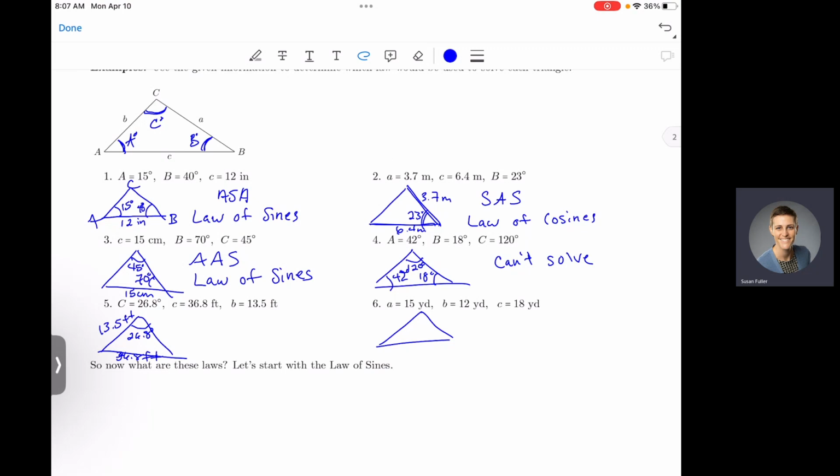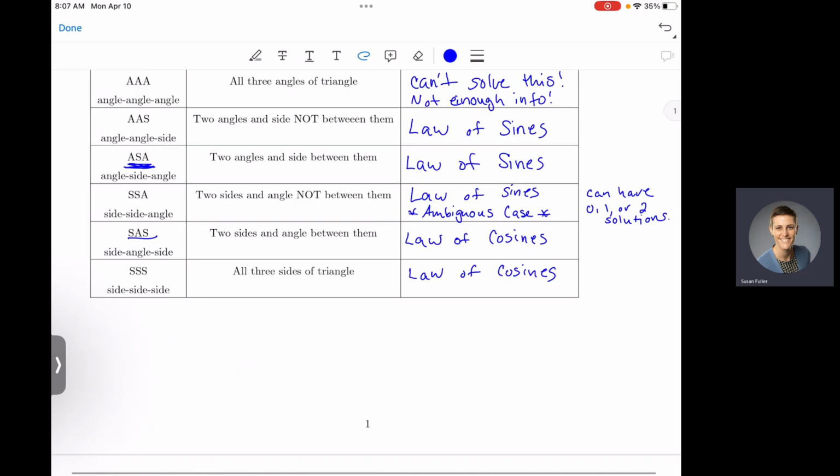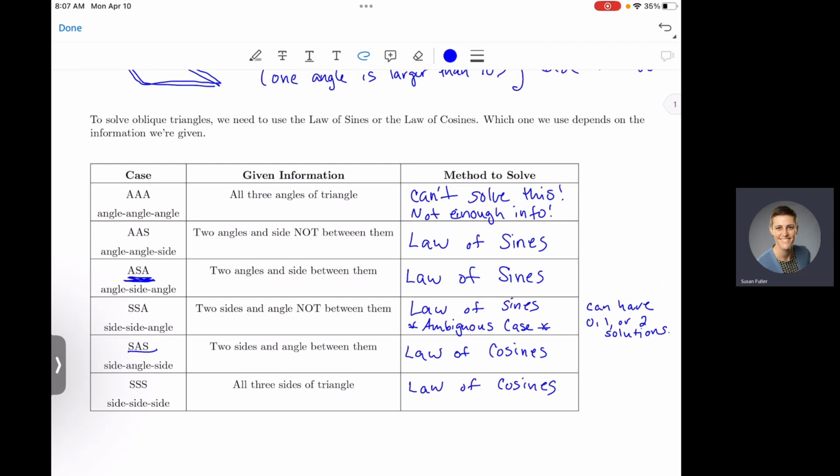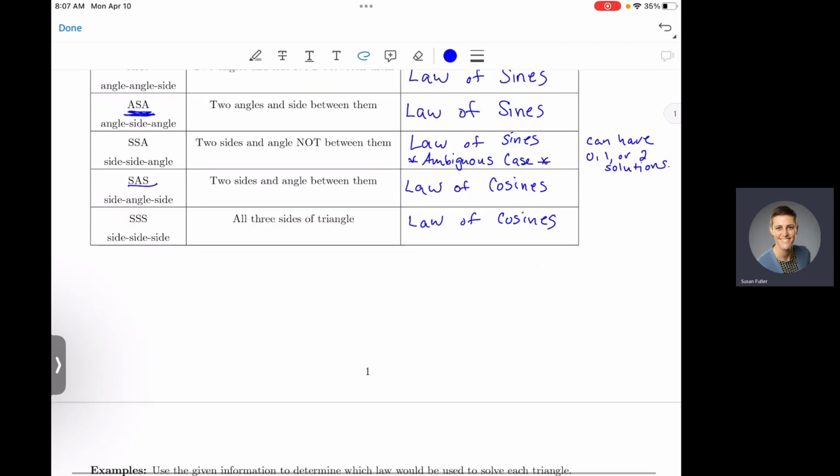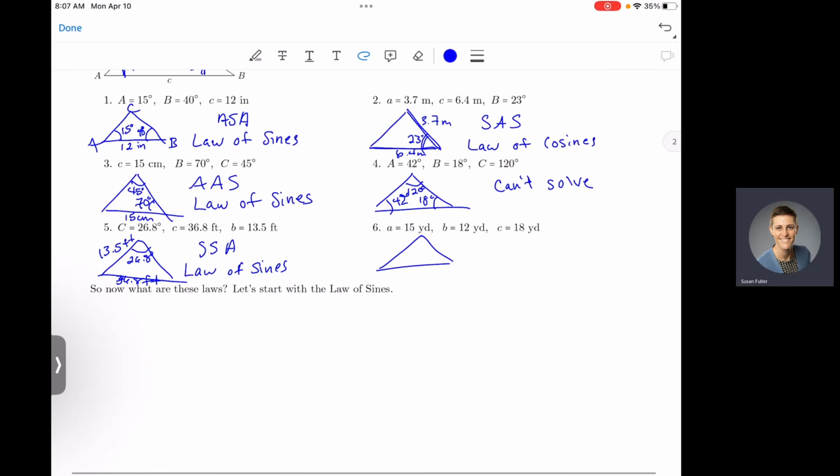So this one, we are given two sides and an angle that's not between them. And so this is side, side, angle. This is a law of sines scenario. And again, this is our ambiguous case. And so again, we'll talk about what that means, but side, side, angle, that's law of sines. And this is the weird one. And we'll get to why hopefully in a few minutes.